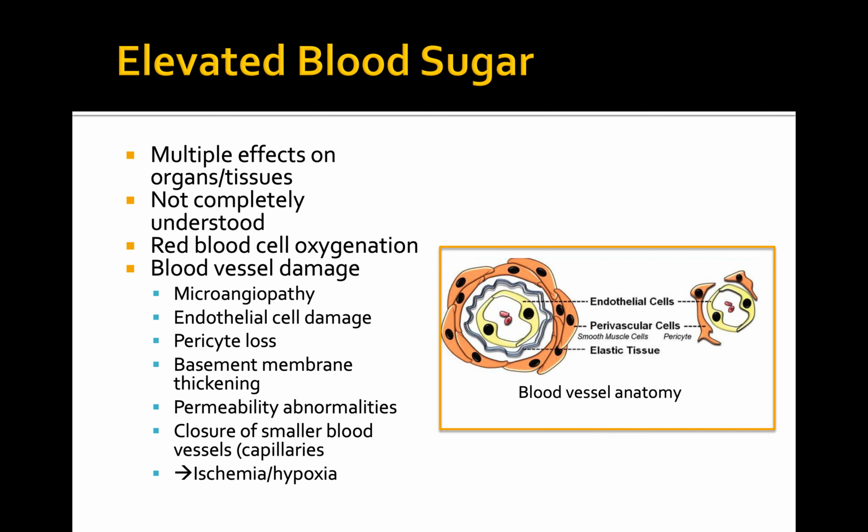How does elevated blood sugar lead to pathology? Well, it can affect multiple organs in various different ways, and this is not completely understood. One way it causes issues is by reducing red blood cells' oxygen carrying capacity. Next, it can damage blood vessels in various different ways. It induces microangiopathy, it damages endothelial cells as well as pericytes, which are in charge of maintaining blood vessel health. It thickens the basement membrane. It induces permeability abnormalities. It can cause closure of smaller blood vessels. This can lead to ischemia and ultimately hypoxia.